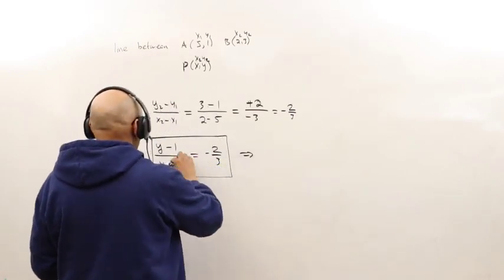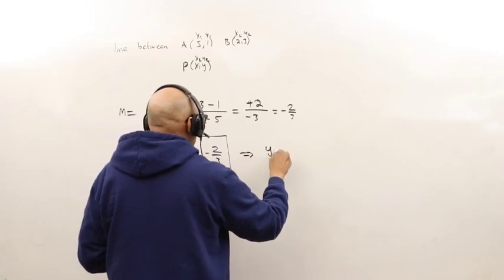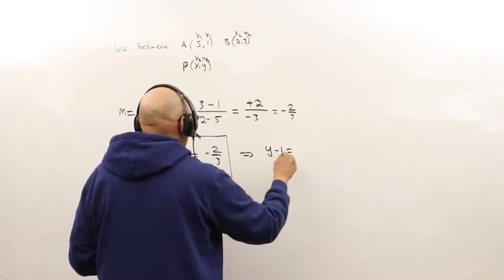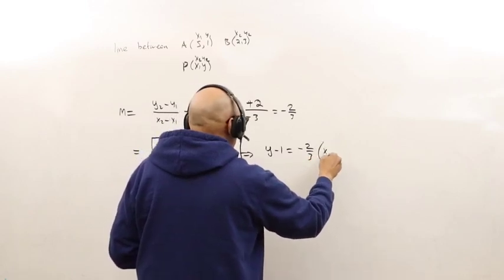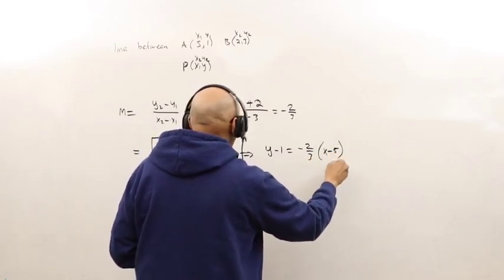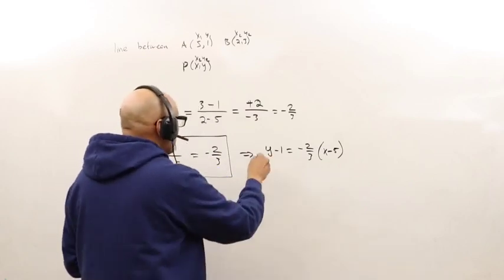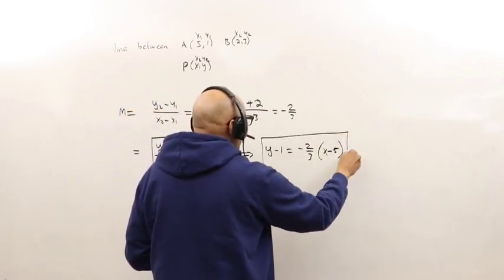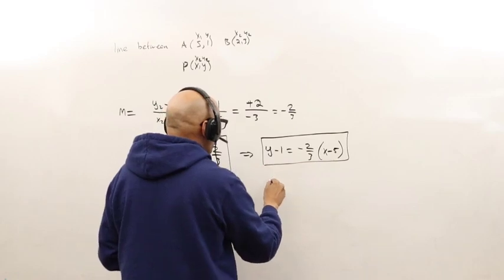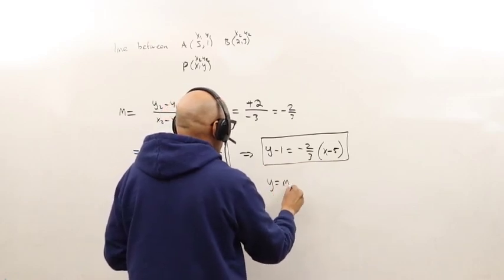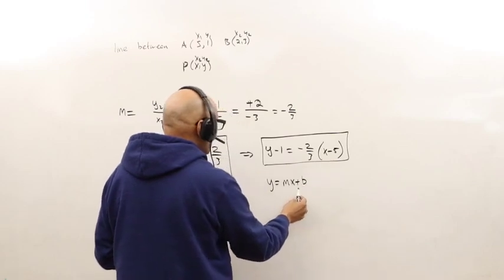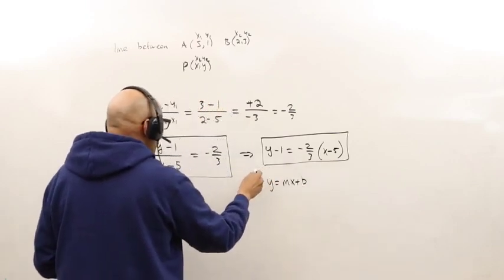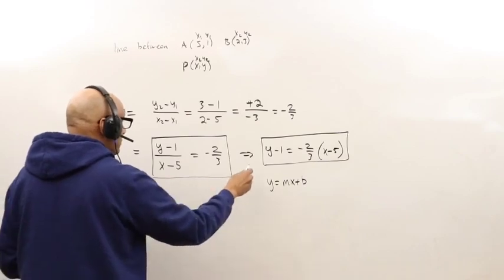so I'm going to multiply by x minus 5 on both sides, so we get y minus 1 is equal to minus 2/3 (x minus 5). That's the equation of a line. It's not in standard form. Most standard forms are written as y is equal to mx plus b, where m is the slope and b is the y-intercept.